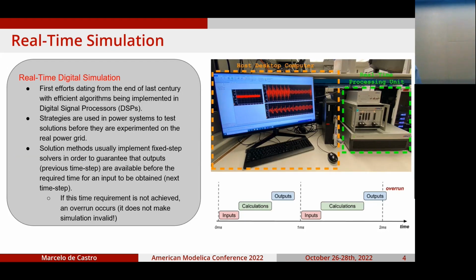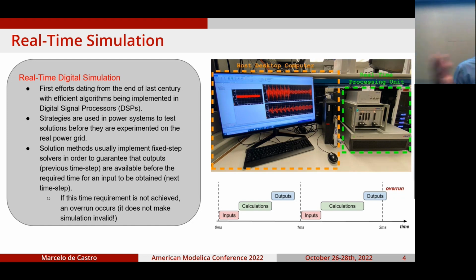A specific background on real-time digital simulation is that around the 80s or 90s, they started trying to develop efficient solution algorithms to be implemented in digital signal processors. And this is where real-time digital simulation was born. This is very important for power systems because real-time digital simulation is one of the last steps that you do before implementing a solution in real life. So you test it in real-time simulation to see if it's compatible with real-time compliance.